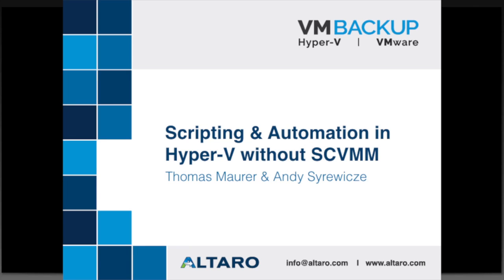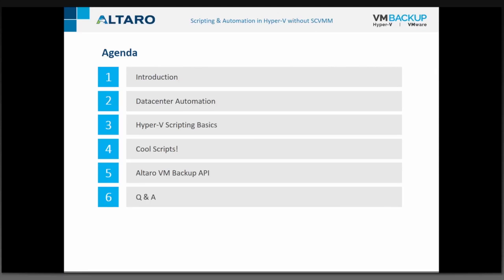Let's start by going through our agenda for this webinar today. First off, we're going to start with some introductions, introduce Thomas, myself, and Altaro Software. Then we're going to get into the meat of the presentation. Thomas is going to cover some data center automation, Hyper-V scripting basics, and some cool scripts for you to use in your own environments. After that, we're going to talk briefly about Altaro VM Backup and a new API that we have baked into the application that can be called from PowerShell. And then at that point, we're going to do some Q&A.